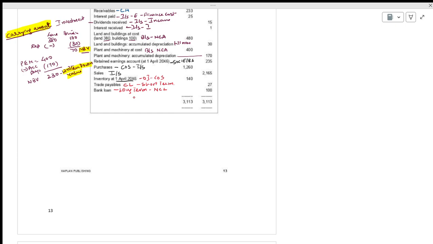Now, when you are talking about cost of sales, this is a rough formula. What is the cost of sales? I am writing here very clearly: opening inventory plus purchases minus closing inventory. Very simple. This is a very easy paper. You do the calculations, you will get marks. I'm telling you this.